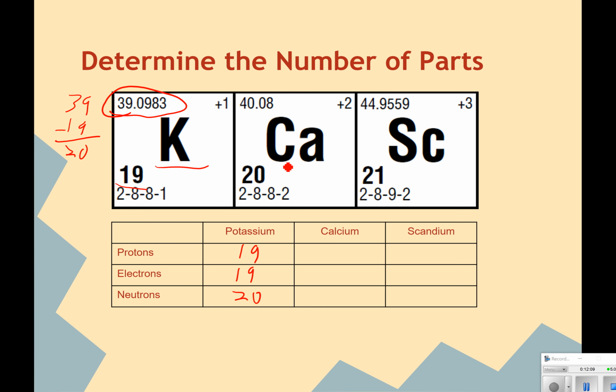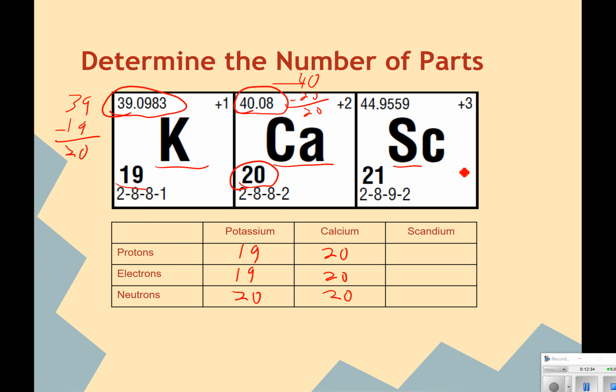The next symbol here, Ca, which is calcium, has an atomic number of 20. So we have 20 protons, 20 electrons. We round the atomic mass to the nearest whole number, which is 40. We'll subtract our atomic number to get 20 neutrons. Kind of a lucky element to come out 20, 20, 20.